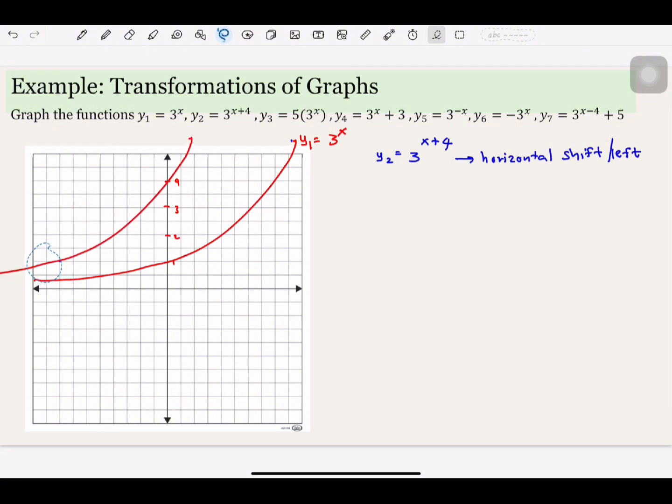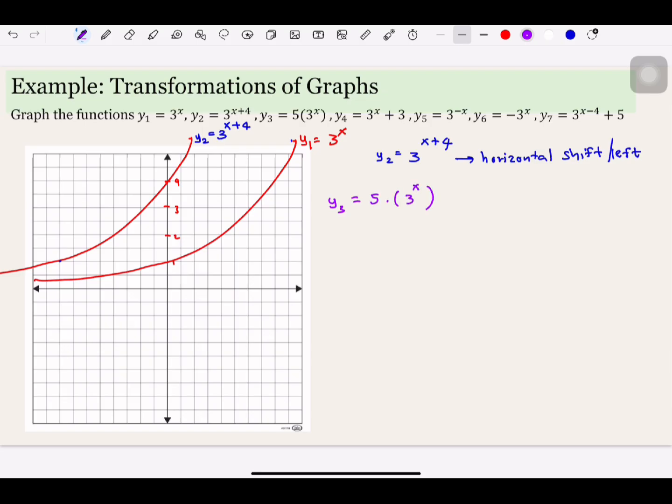It's not exact, but it will be something like this. So y2 is something like this, 3 to the power x plus 4. So now let's talk about y3. Y3 is 5 multiplied by 3 to the power x.